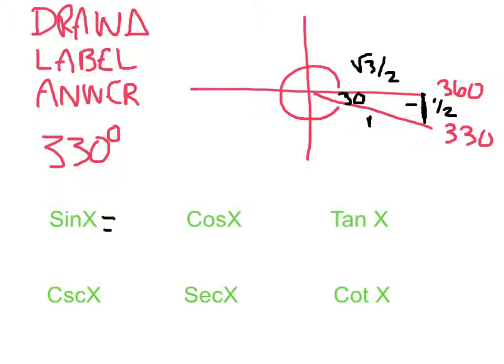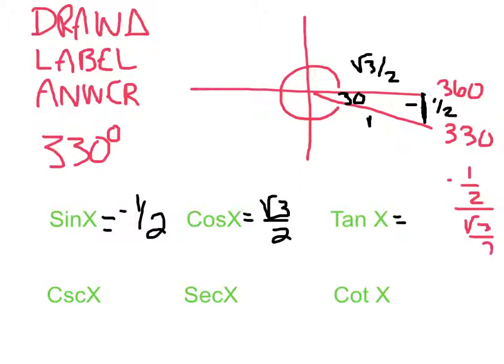My sine is my y value, my cosine is my x value, and my tangent is my y value over my x value. And so if I take negative 1/2 divided by the square root of 3 over 2, the 2's cancel and I get negative 1 over the square root of 3. To get the cosecant, I flip the sine over. To get the secant, I flip the cosine over, and to get the cotangent, I flip the tangent over.